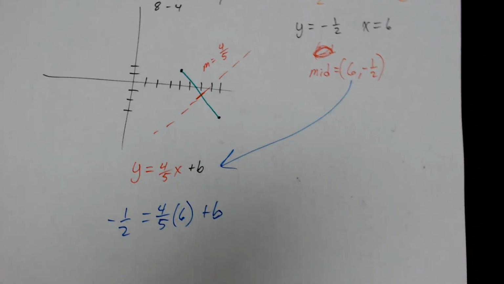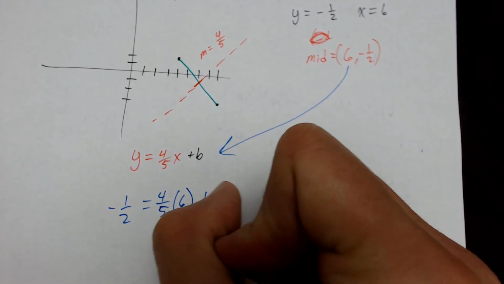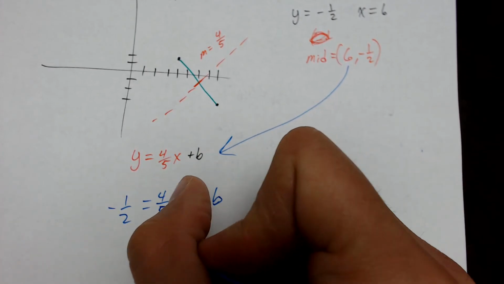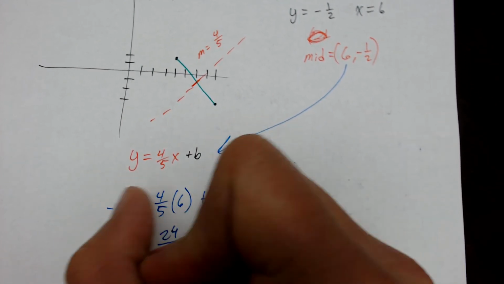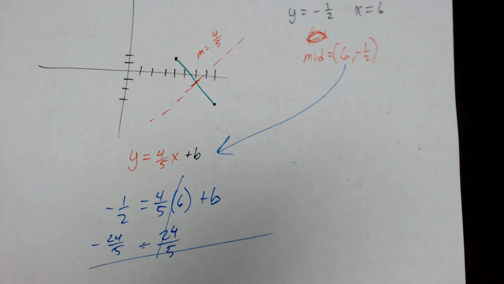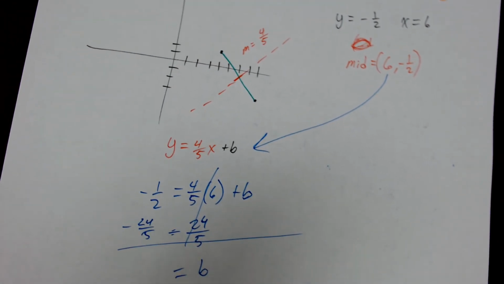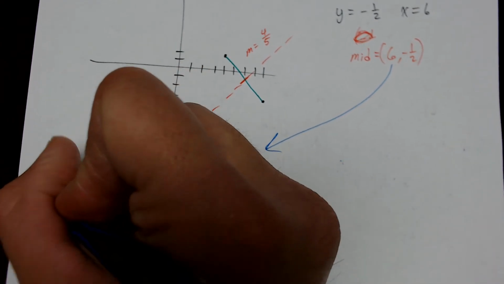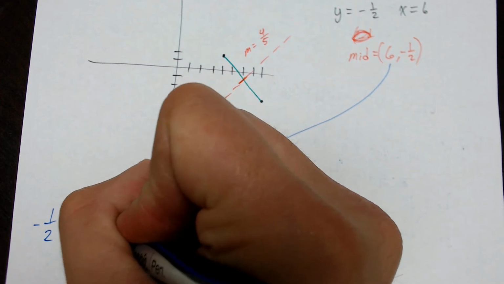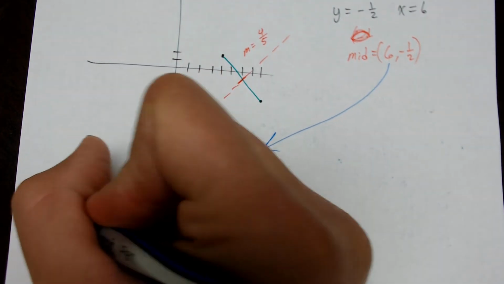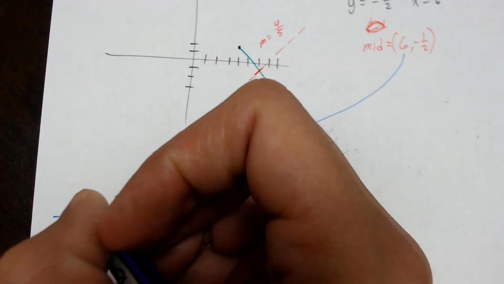I have to do a little bit of fraction work here. 6 times 4 is 24 over 5. And then I'm going to subtract that from each side. This will cancel. And then I will have b equals whatever 1/2 plus negative 24 over 5 is. So let's do that over here.